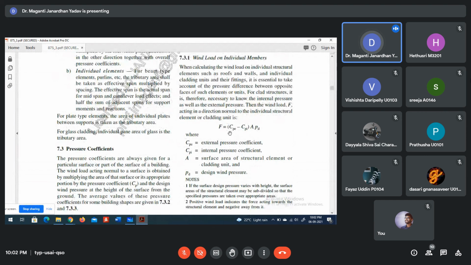Once this is obtained, we will obtain the wind load: (CPE minus CPI) into A into PD. Sorry, PD, the design pressure. This is what we are calculating.